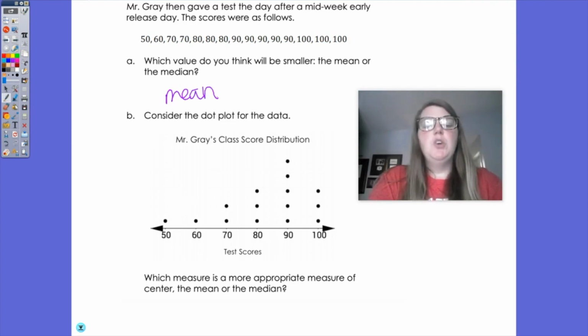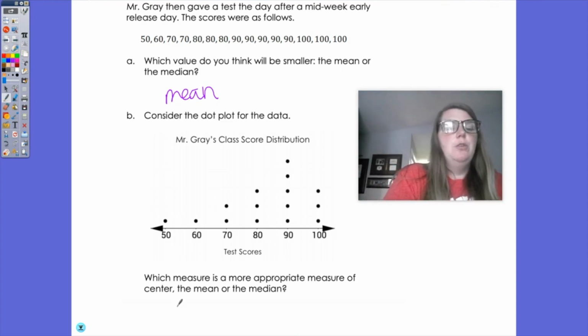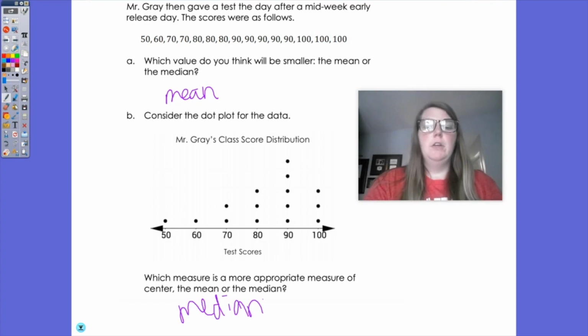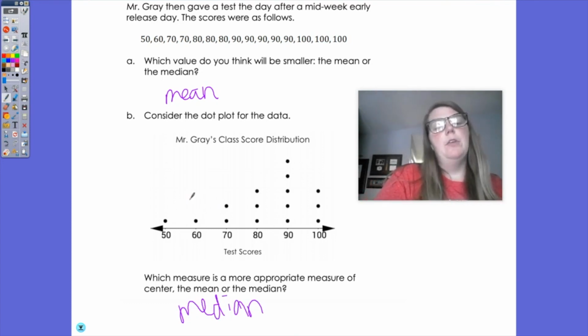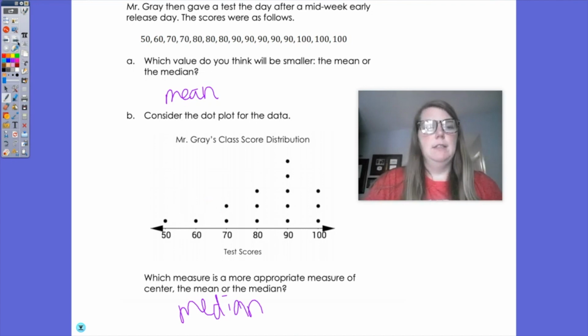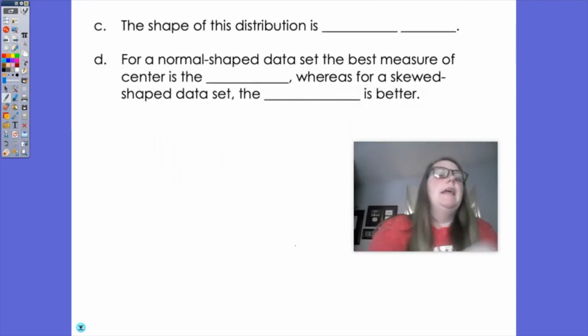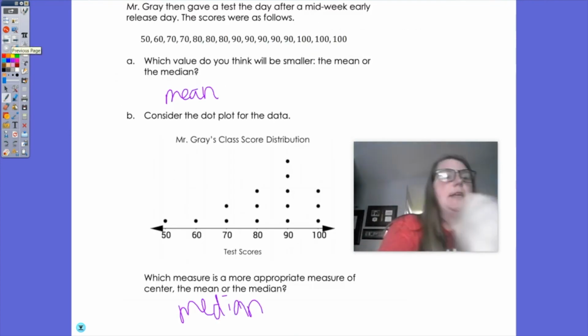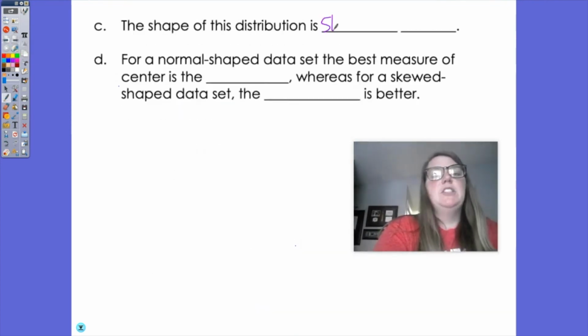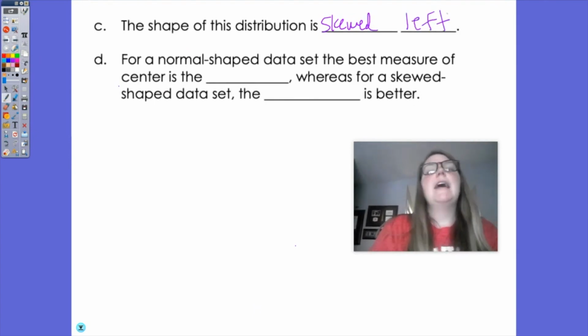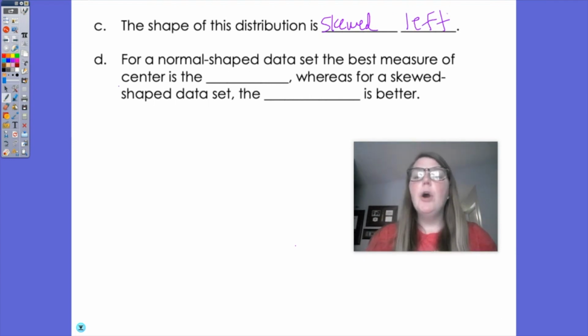Here's the dot plot. So what do we think is going to be more appropriate to describe the center? Remember, it's not normal, it's skewed. And if it is skewed, we want to use the median to represent that middle value because we don't want to take into account those smaller values that don't match the rest of the data. Now, this one's the opposite of the previous problem. Most of the data is on the right-hand side. So we're going to say it is skewed left because those values on the left are altering our overall look of the data.